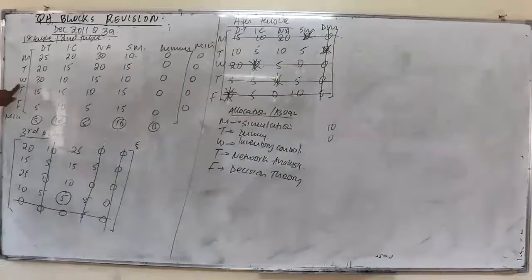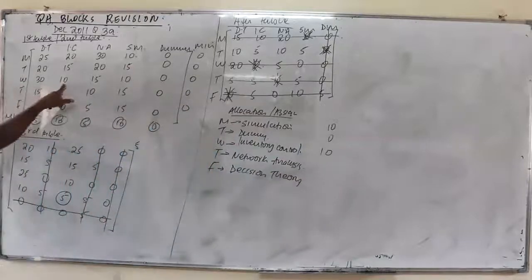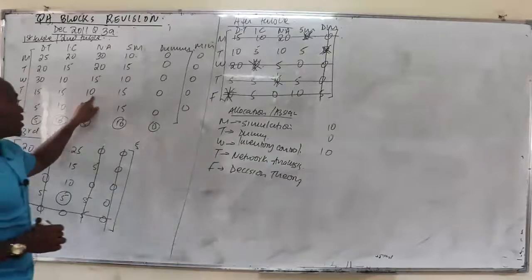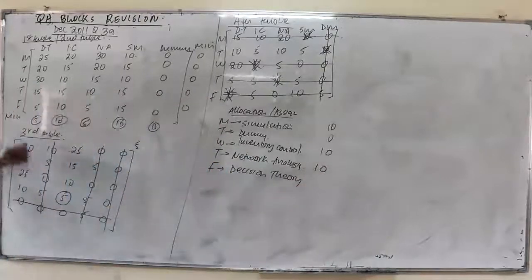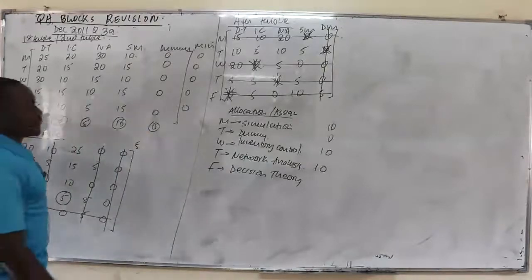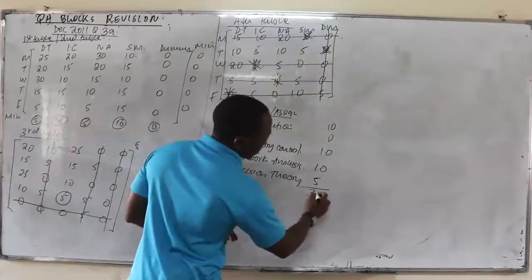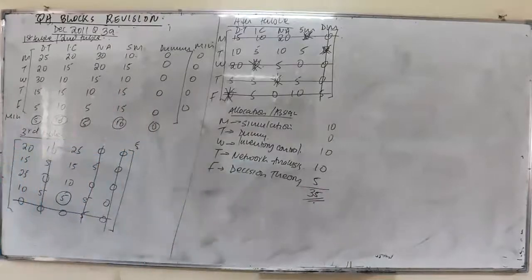Wednesday is inventory. At inventory control, how many students are expected to be late or to be absent? 10. Thursday, we are doing network analysis. Thursday, network analysis, we expected how many students to be absent? 10. And lastly, on Friday, decision theory. Friday, decision theory, we expected only 5. So the total number of students expected to be absent will be 35. Good. You can take a screenshot of that.